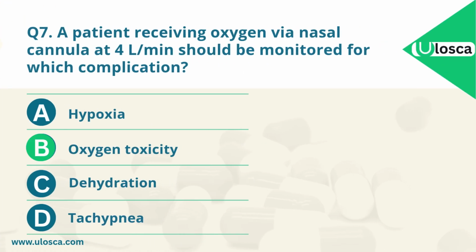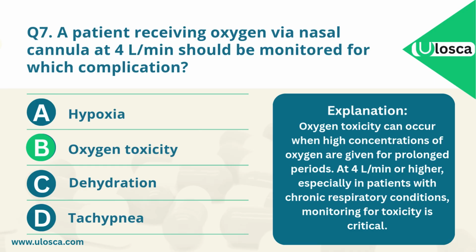Oxygen toxicity. Explanation: oxygen toxicity can occur when high concentrations of oxygen are given for prolonged periods. At 4 L/min or higher, especially in patients with chronic respiratory conditions, monitoring for toxicity is critical.